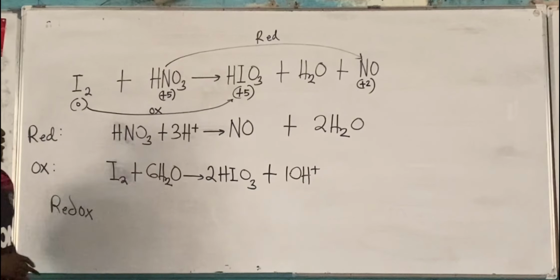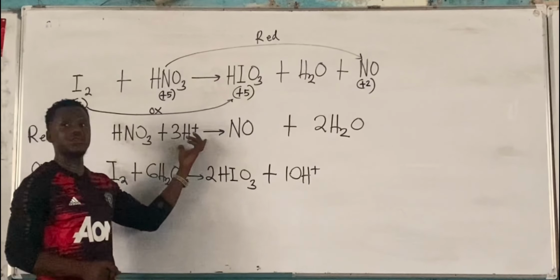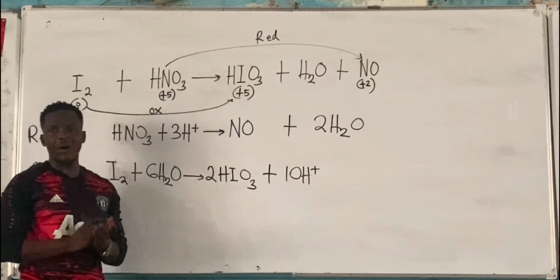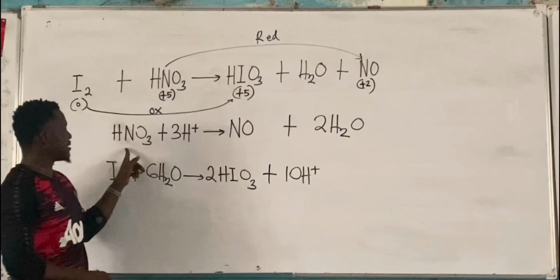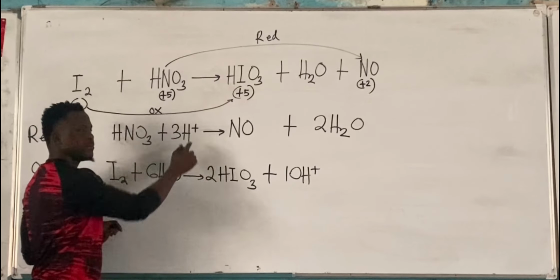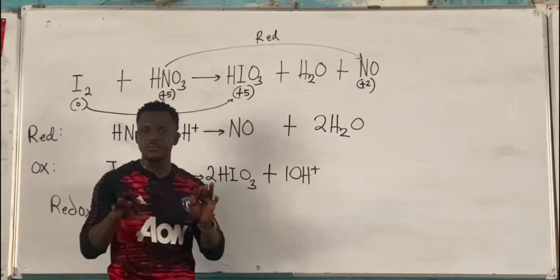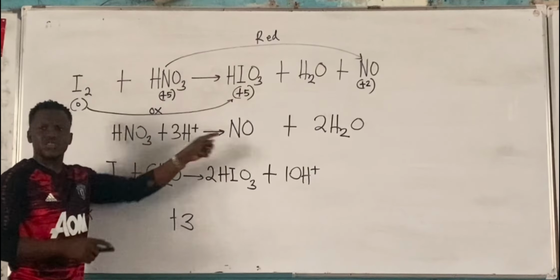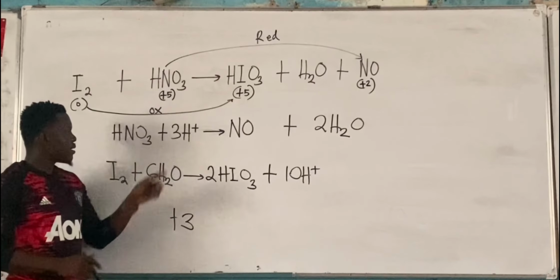Alright. Now, for us to balance this, don't forget the rule. The rule says look out for the side that is more positive and add electrons there. Our aim is to reduce that more positive side to be the same as the other side. So if you look at this, the reactant side has 3 times plus 1, that is plus 3. The product side has none, right? Not 0. So in this reaction, which side is more positive? The left hand side, right?